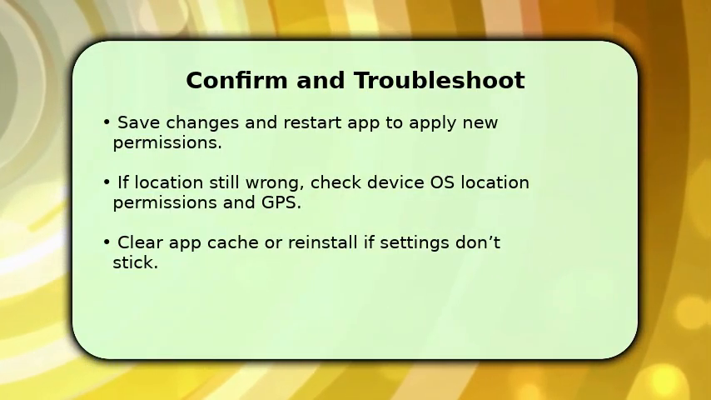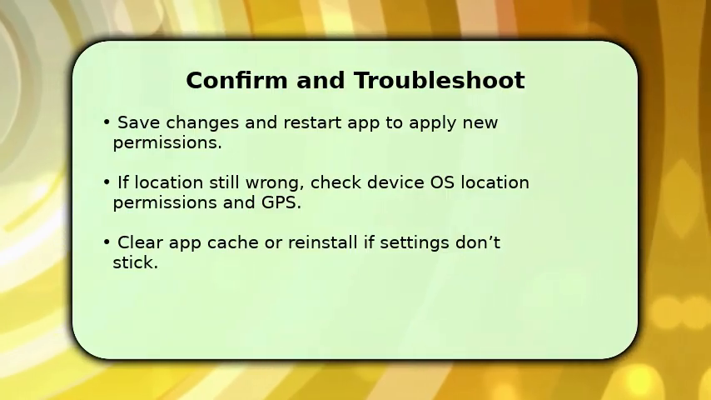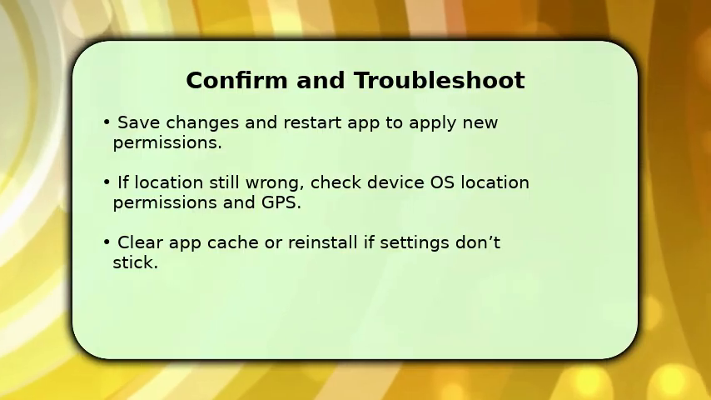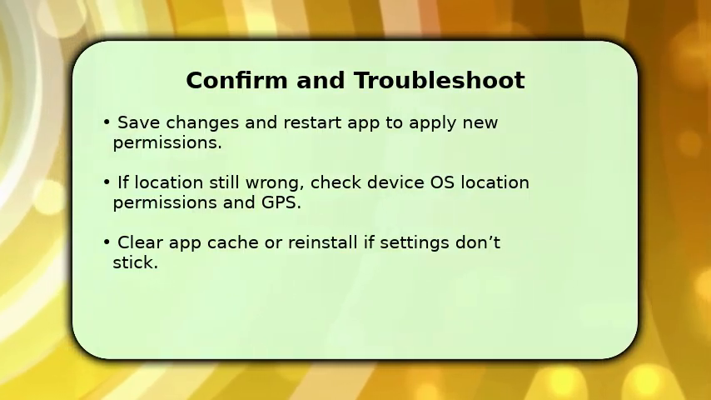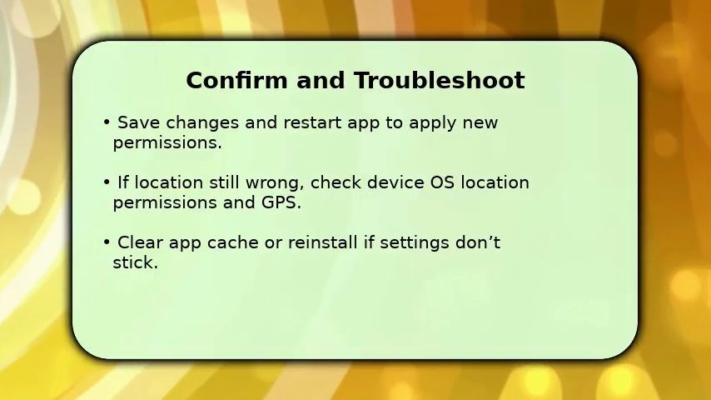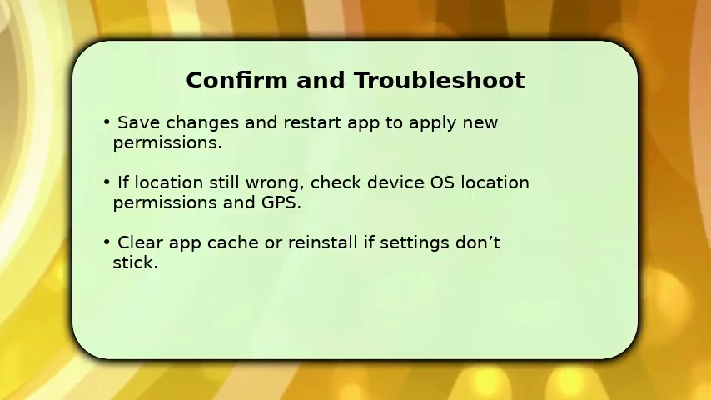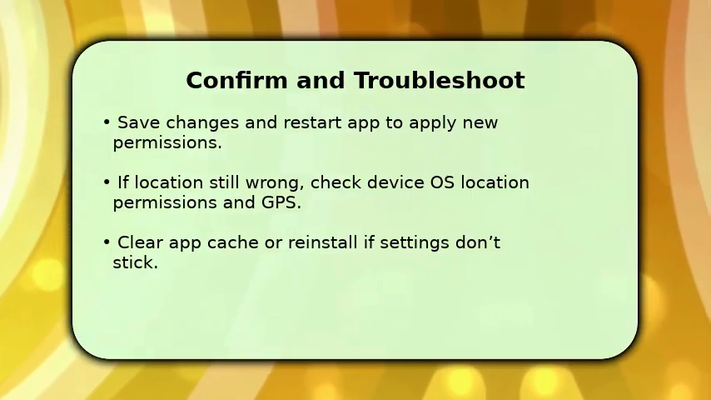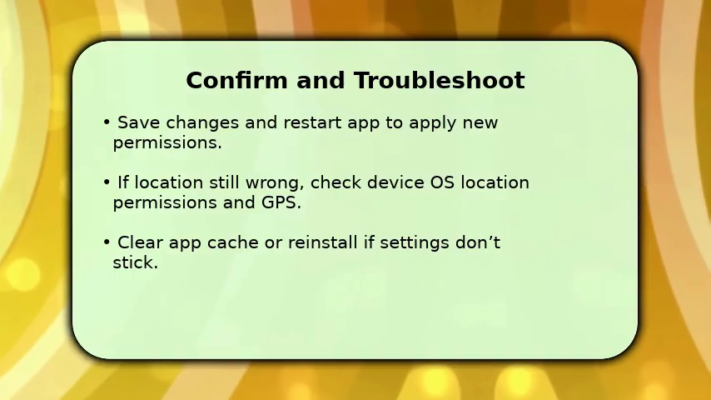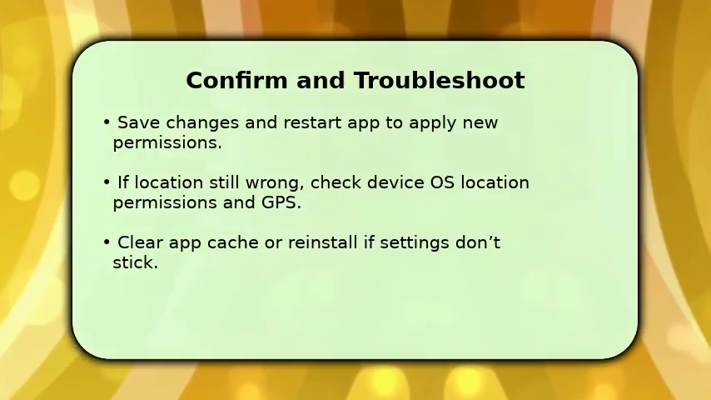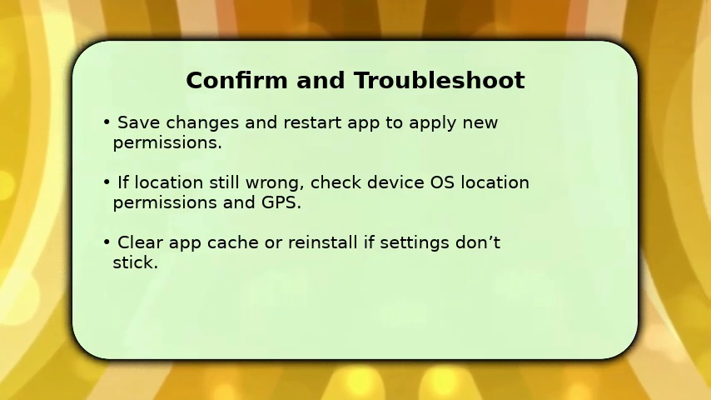If location still appears incorrect, make sure your device's OS-level location permission matches what you set in Facebook and that GPS/location services are enabled. Sometimes airplane mode or battery saver blocks updates. If problems persist, clear the app cache or reinstall Facebook, because corrupted app data can prevent saved settings from taking effect. That usually resolves stubborn issues.